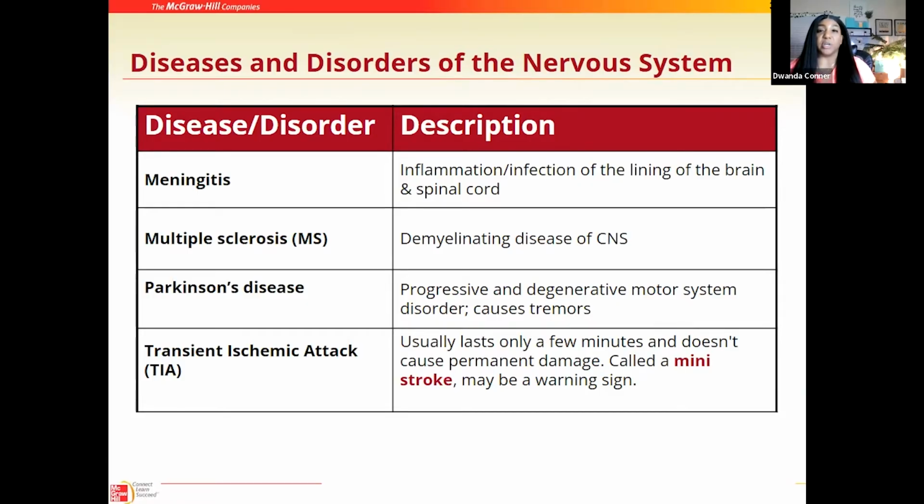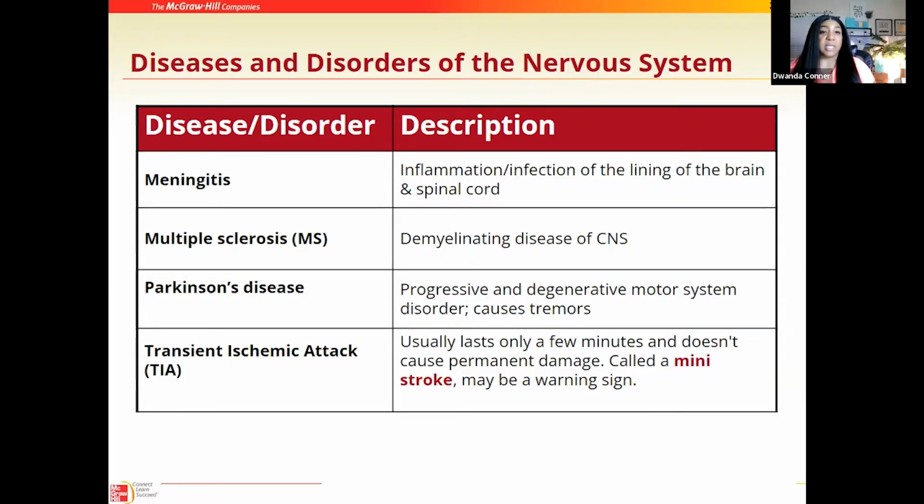Meningitis, also known as kissing disease, is very common within the youth, the teenagers. It's an inflammation or infection of the lining of the brain and the spinal cord. Parkinson's disease, something that we're still learning a lot about. It is progressive, degenerative, so it can take a period of time to affect the system, but it does eventually affect the motor system. And what it does is it causes uncontrollable tremors or shakes.